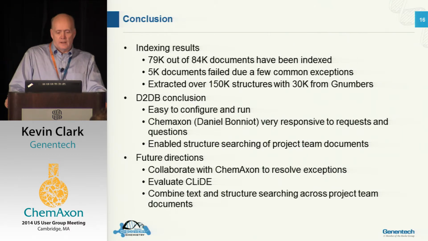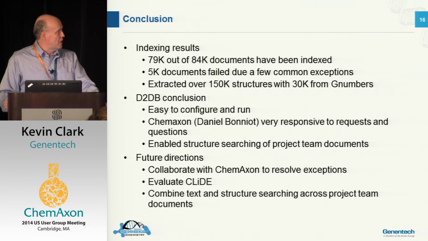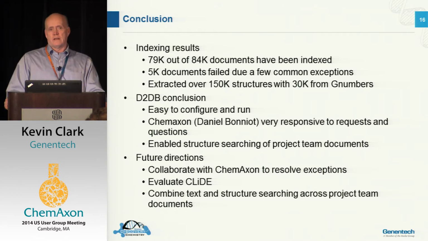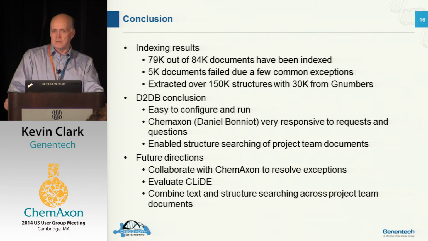So in conclusion, we've indexed 79,000 out of 84,000 documents. There are about 5,000 documents that failed, and after a detailed analysis of the logs, we found that there are only a few different exceptions that account for most of these documents. We also extracted 150,000 structures, 30,000 of them based on the corporate identifier. These numbers, however, are actually much lower than expected because many of our documents have partial G numbers.